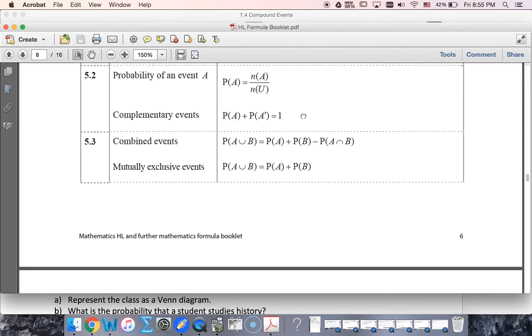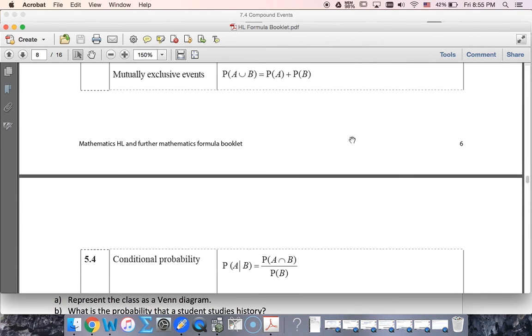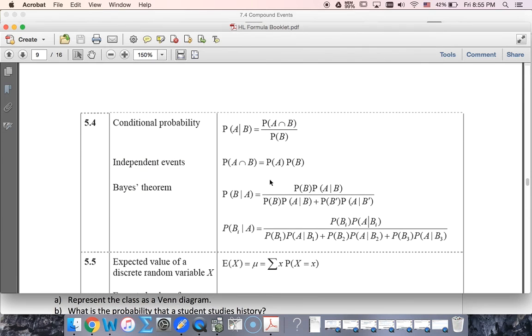The formula booklet also has just the basic definition of probability, the idea that if I add complementary events, I get 1. So the probability of A happening or the probability of not A happening is 1. And then like we talked about before, if events are independent, the probability of both of them happening is just the product of the probabilities. Of course, we're going to get to these other items too, just not right now.